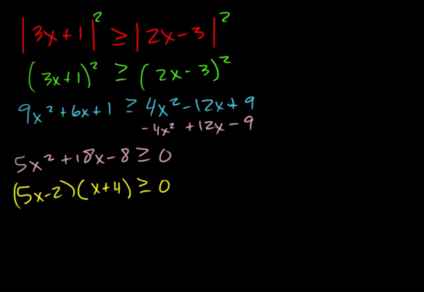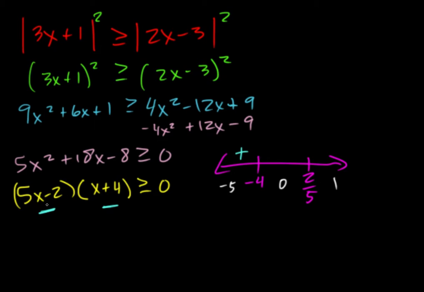Okay. Now, from here we can pull out our roots, right? So we can make a sign diagram. We can have negative 4, and we have 2/5. You can set each of these equal to 0 and solve for x to find those values. Then I'm just going to choose values that are in between these. If I plug in a negative 5 right here, that's definitely going to be negative. If I plug in a negative 5 here, negative. And so negative times negative is positive.